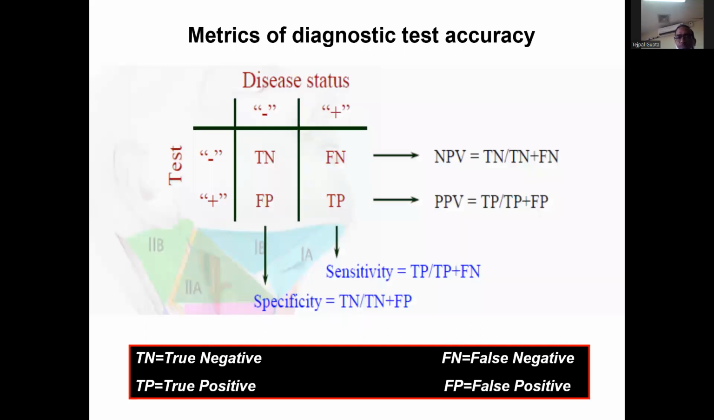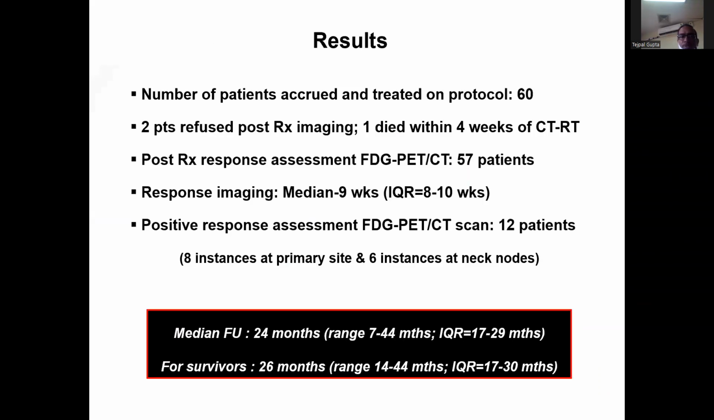So just to recap for everyone, the standard metrics of diagnostic test accuracy are sensitivity, specificity, the NPV, and the PPV. And typically, we denote them as TN, TP, FN, FP, which means true negative, true positive, false negative, and false positive. So we accrued a total of 60 patients on the study.